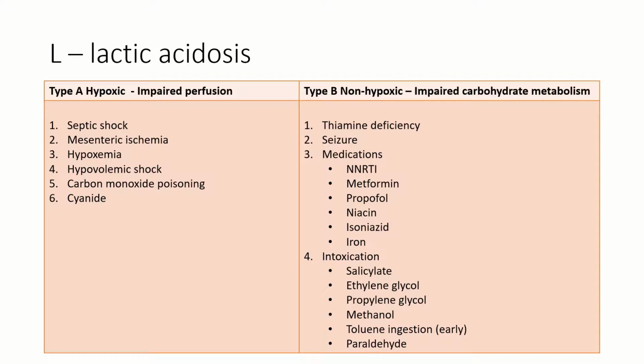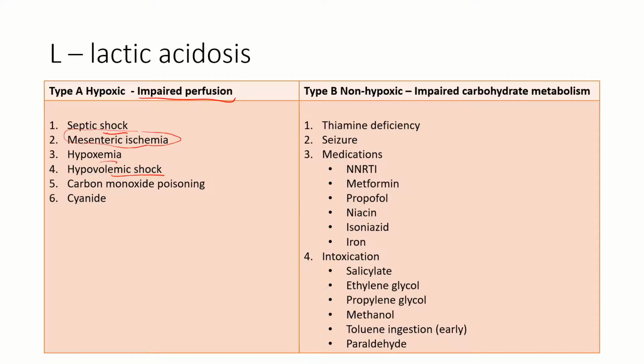So type A, hypoxic. This is a result of impaired perfusion, and so we'll basically see this in any kind of shock. So septic shock, hypoxemia, hypovolemic shock, and also in mesenteric ischemia. Remember, this is a very important cause, and this is something that is most commonly missed.